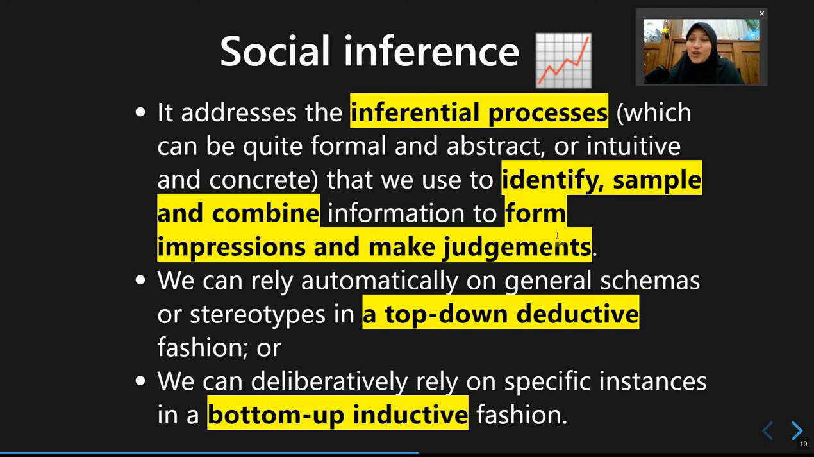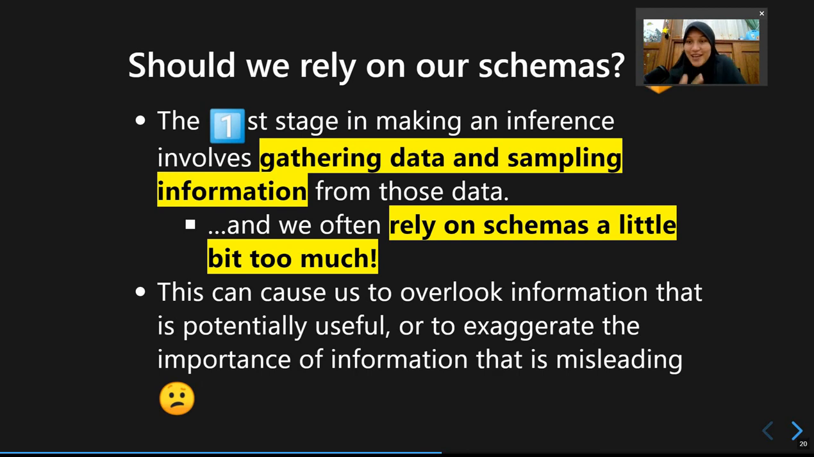This is what we call, in social psychology, how we infer our social situation, or how, when we interact with other people, the impressions we make rely on those complex processes. The first thing that happens when we try to make an impression about other people is that we gather lots of data about them. Of course, this makes sense. If you want to evaluate certain people, if you want to form an impression or make a judgment about them, the first thing you do is look for information about them. But if those data are barely available, then we often use our schema a little bit too much.